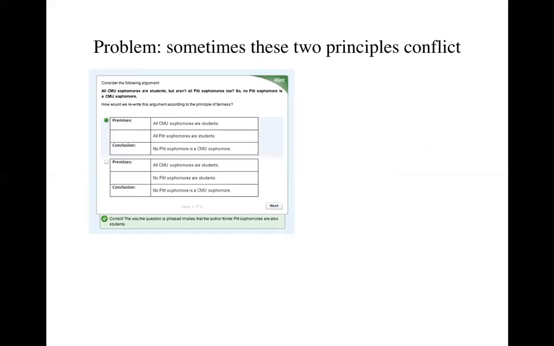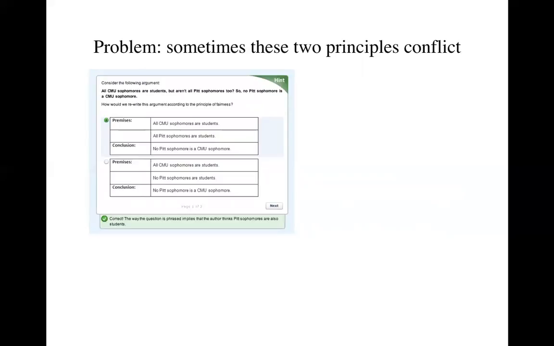So this is an exercise in the text in the module. So it says, consider the following argument. All CMU sophomores are students, but aren't all Pitt sophomores too? So no Pitt sophomore is a CMU sophomore. The exercise asks how we would rewrite this argument according to the principle of fairness.